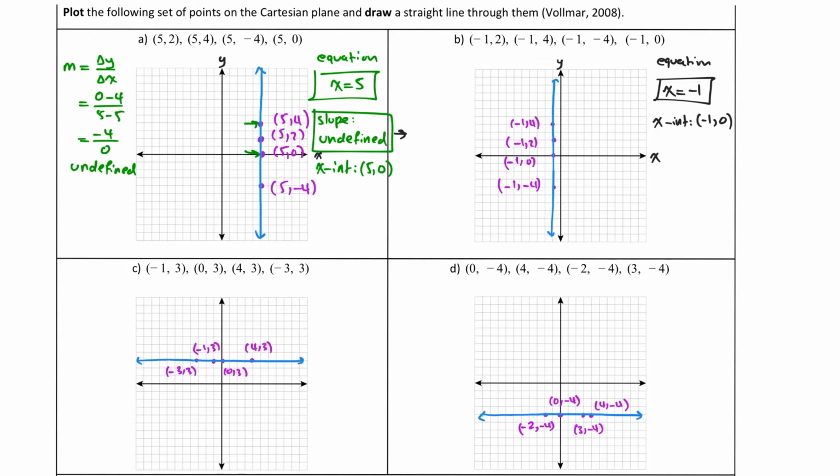So we can use the same idea as we did last time to come up with our equation. In this case, x is always changing. However, y is always staying the same. So y here is equal to a value of 3.